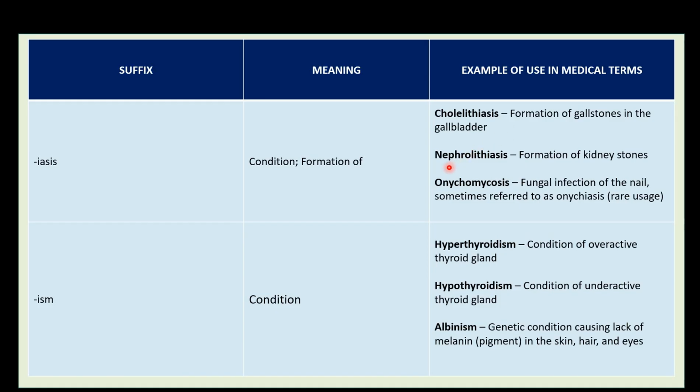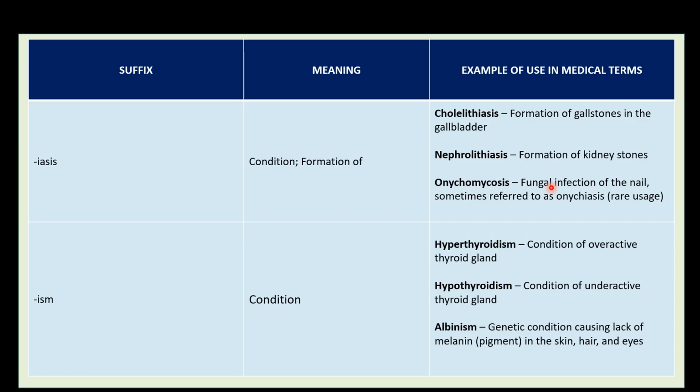Likewise, we have nephrolithiasis, which is formation of kidney stones. So again we are talking about the formation, that's why we are using -iasis. In the third example, we are talking about onychomycosis. Onychomycosis means fungal infection of the nail, sometimes referred to as onychiasis, rarely used. So again here also we are talking about some kind of fungal infection formation, and that's the reason we are utilizing it.